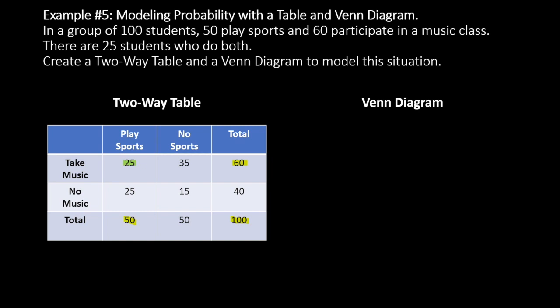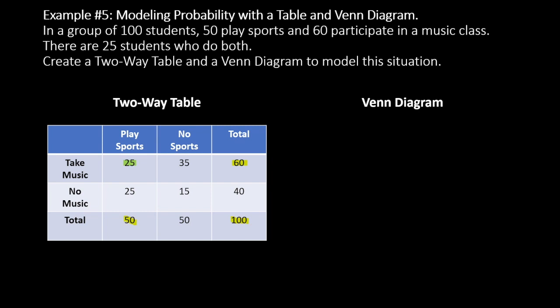And then we've talked about how you fill in the rest of the table just by subtracting. So 60 minus 25, we get 35 who don't play a sport and take music. We get 100 minus 50 who don't play sports at all, and so on. So we can set up our table.